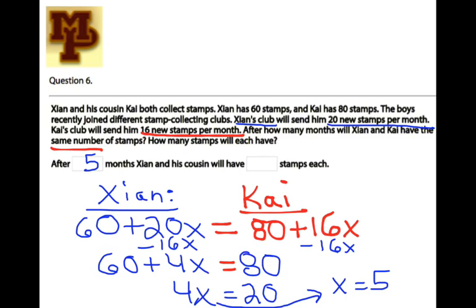And if we want to know exactly how many stamps they would have, we just have to plug the 5 into either one of their little expressions. So, for example, it would be 80 plus 16 times 5, because that's what the x is now. So let's see what that is. 16 times 5 is 80, so 80 plus 80, so 160. So 160 stamps, so that's what we would put in this spot.